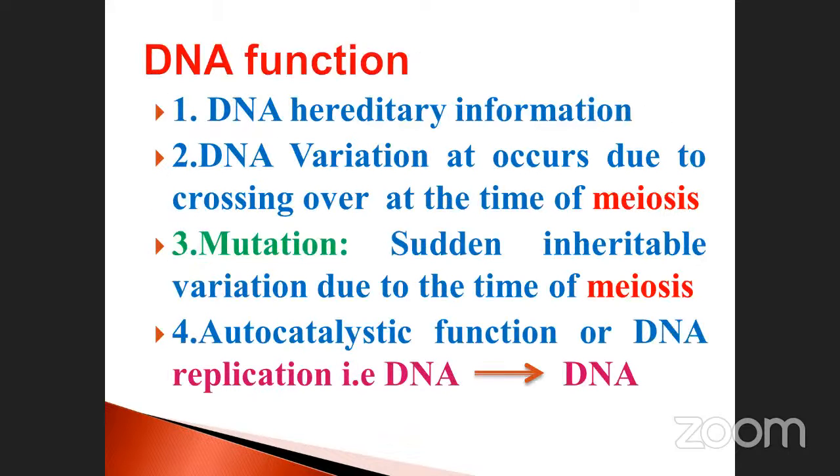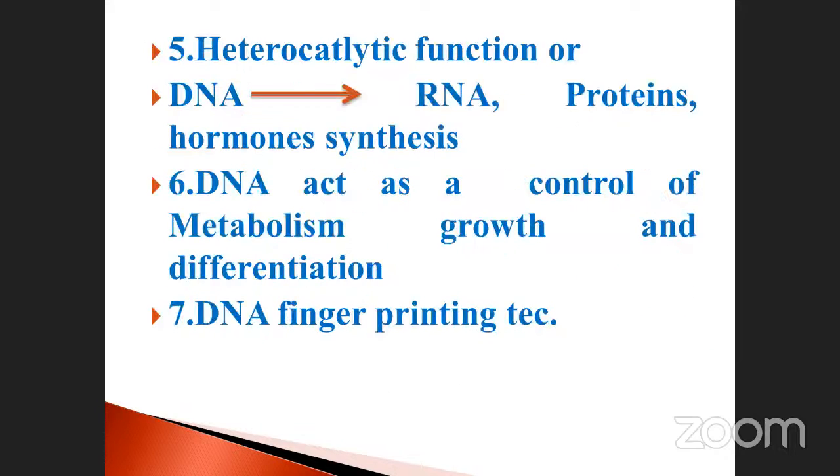And DNA functions: hereditary information, and crossing over mostly takes place in meiosis, then variations and mutations occur. By replication, DNA produces DNA, and then the heterocatalytic function. What is the heterocatalytic function? DNA to RNA, proteins, hormone synthesis, metabolism, enzymes and other metabolic functions are also done by DNA molecules. And the last one is DNA fingerprinting, mostly used for identifying culprits.